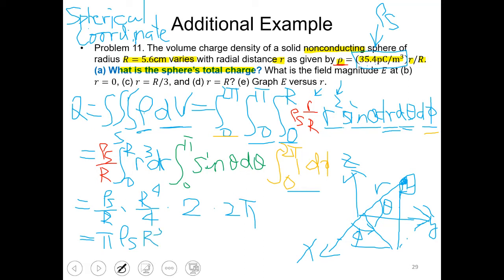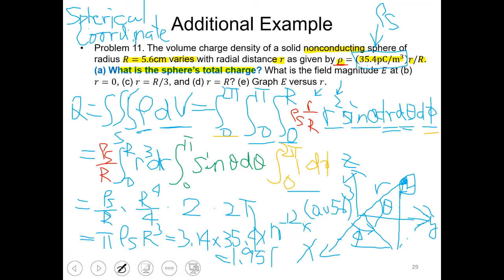R to the 3rd power, which means 3.14 times 35.4 times 10 to the minus 12 times R, what is R? 5.6 centimeter, 0.056 to the third power. So it is actually 1.95 femtocoulomb.